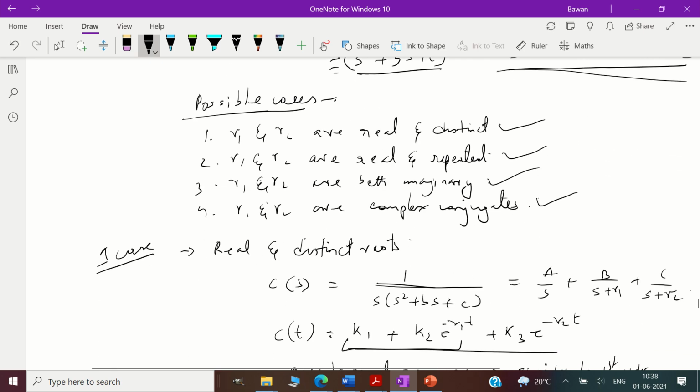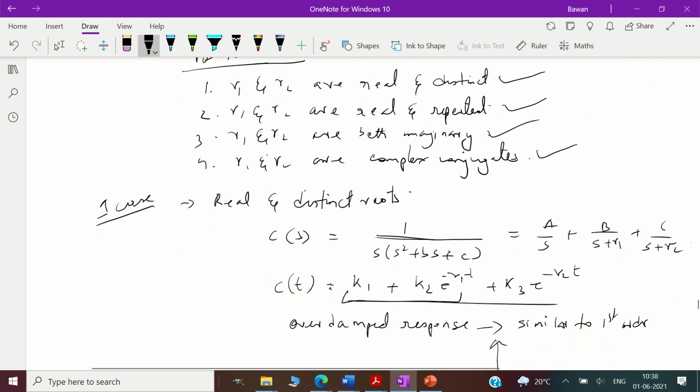So the first case is when the roots are real and distinct. We take up the transfer function given by C(s) equal to 1 by s square plus bs plus c, and you use partial fractions to expand it, and since the roots are real and distinct, we'll have 3 terms here. So 1 k1 plus k2 e to power gamma 1t plus k3 e to power gamma 2t.